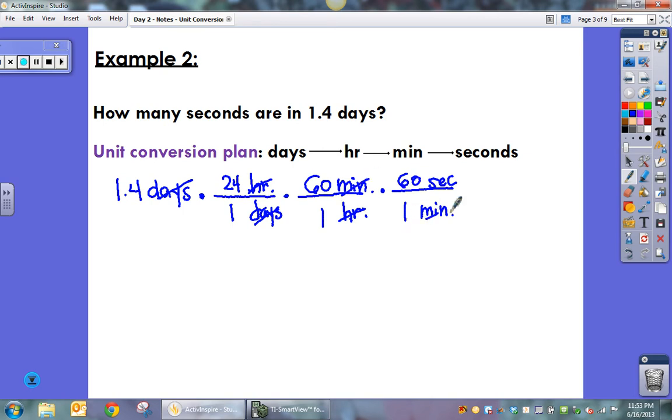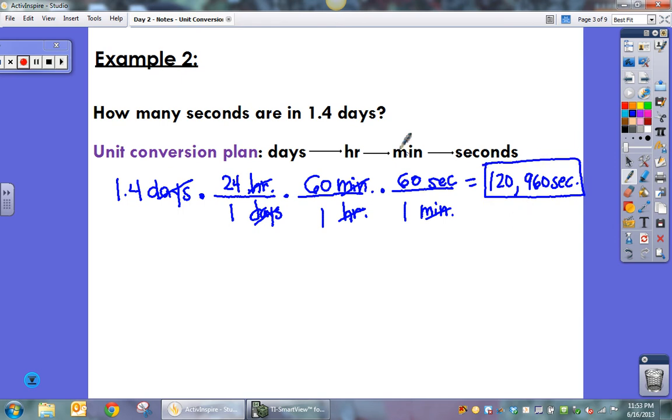So I can cancel out my minutes. Notice the only unit I have left is seconds, which is what I wanted. And I'm going to multiply all of my numerators together, and I get 120,960 seconds. And I could put that over 1. Notice all my denominators have a value of 1, or I can just leave it as it is.